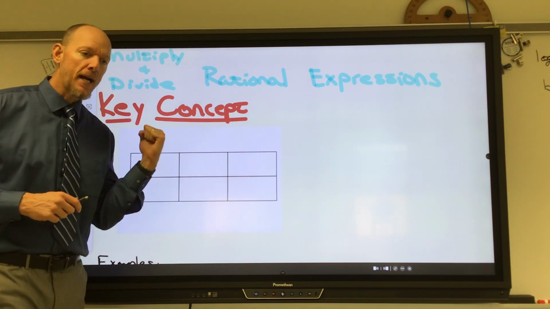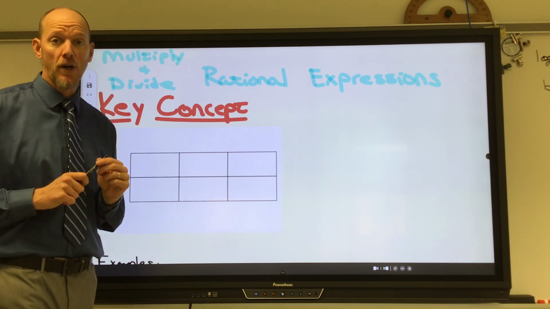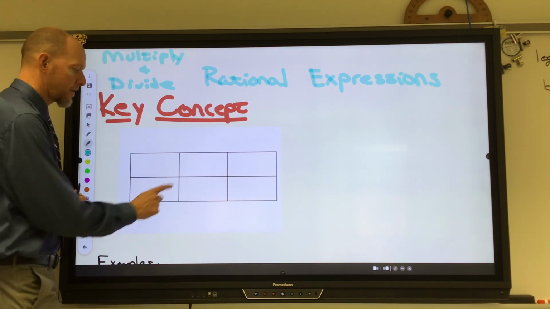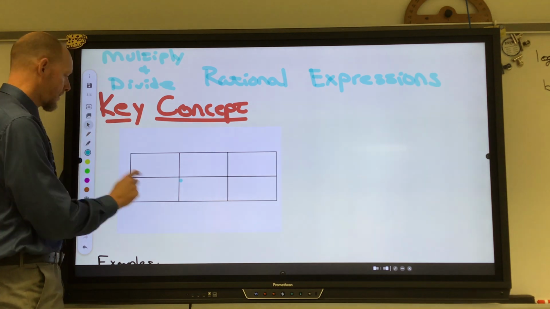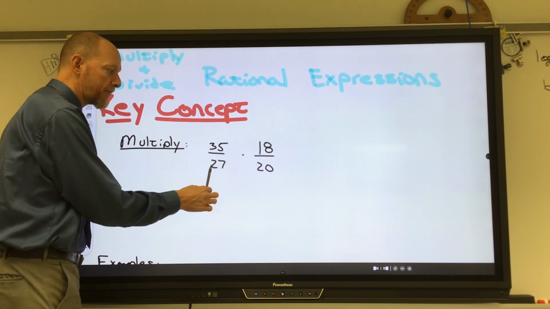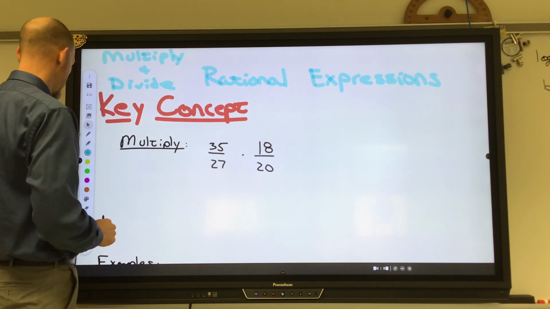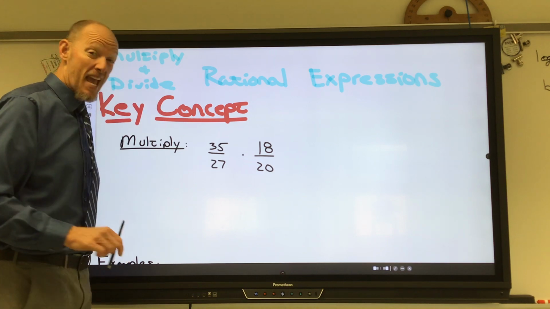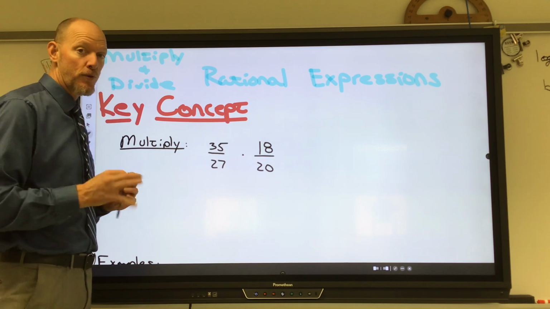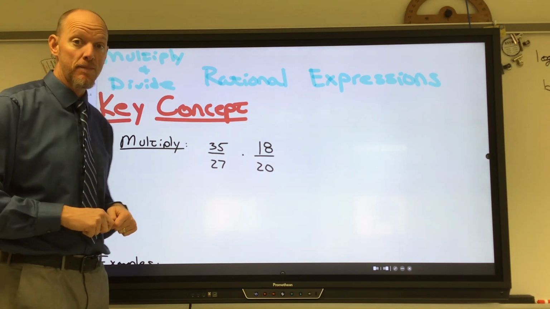So behind here I have an example. And I'm only going to give you 10 seconds to try to figure it out. So get ready, no calculators. Ready, set, go. Multiply 35 over 27 times 18 over 20. If you have to, you can pause the presentation if you need to. 3, 2, 1. All right, time's up.